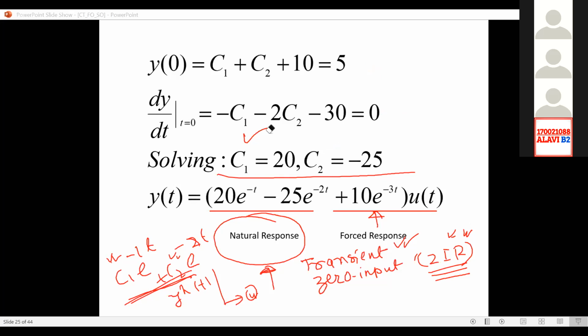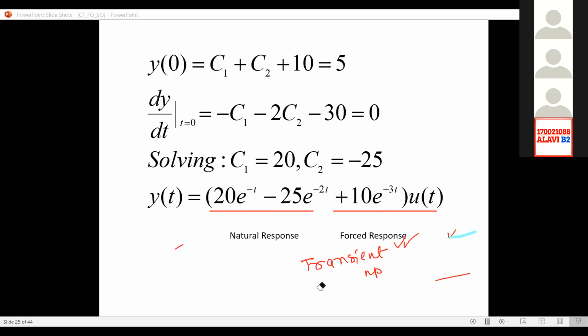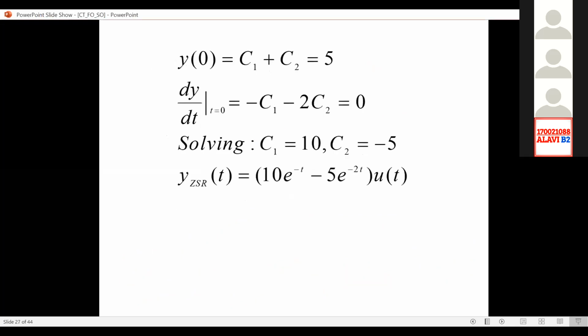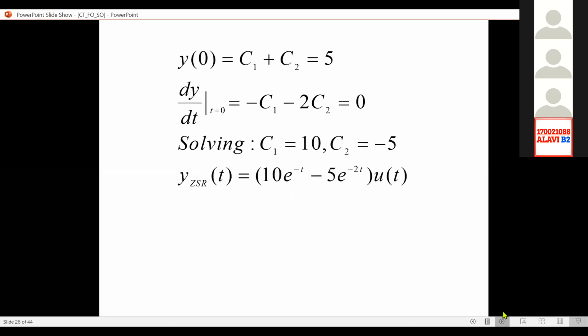But when you are asked to find the total solution, any one of the techniques you can apply. No problem. But when you are asked to find your ZIR, then you have to calculate the ZIR separately. So I have already discussed ZIR. Take a look, your ZIR is equal to this.